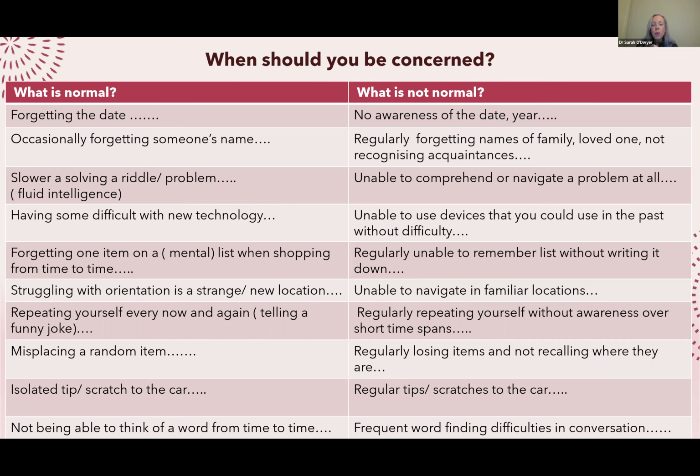Being slower at solving a problem or a riddle or navigating a problem, as I said, that's fluid intelligence, and that naturally begins to decline as we get older. That happening every now and again, or as you're hitting your 70s or 80s, can be normal, it can be age related. Being unable to comprehend a problem, unable to navigate a problem whatsoever, that is not normal. Okay, that's concerning.